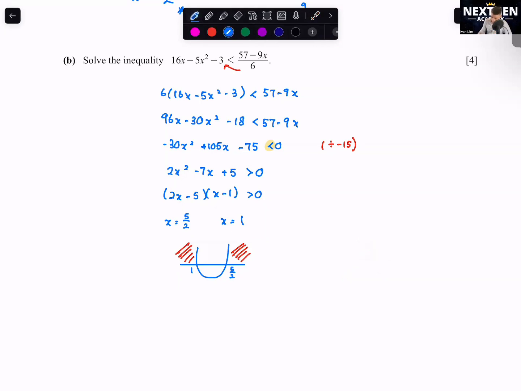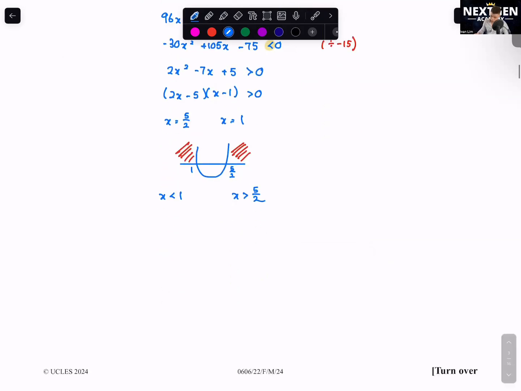Now we express here x less than 1, x more than 5/2 or 2.5 also can. Any question? If you are okay with question 1, just type number 1. Easy, this one. This one cannot get wrong already. Exam coming already. Let's go to question 2.